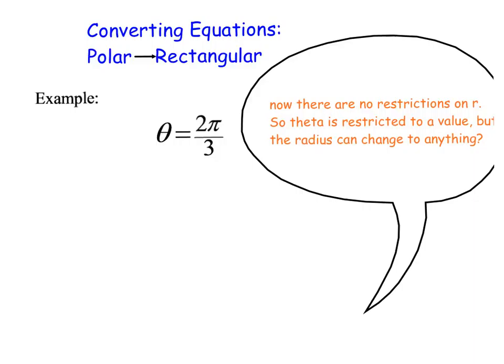Our next example has only theta restricted to 2 pi over 3, which is 120 degrees, but r can be anything. So think about this. I have an angle locked in at 120 degrees, and then the radius could be anything, positive or negative. Okay, so let's see what actually happens.